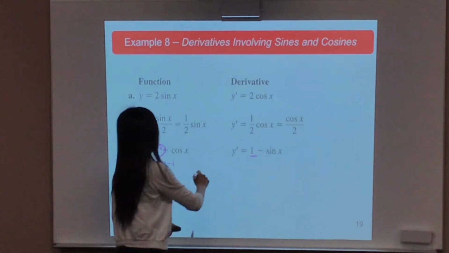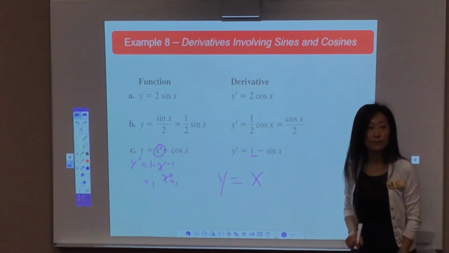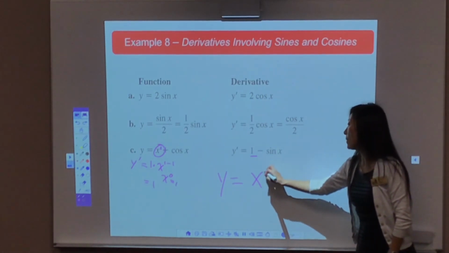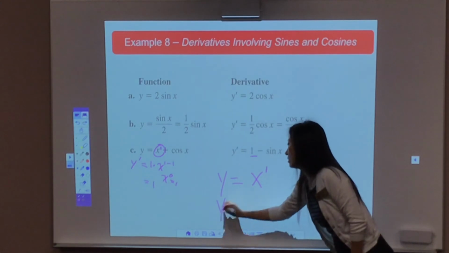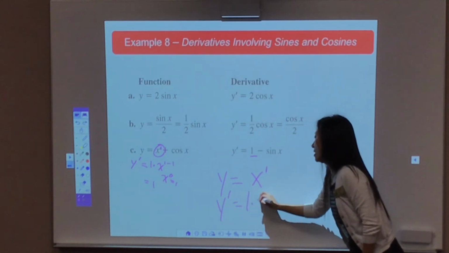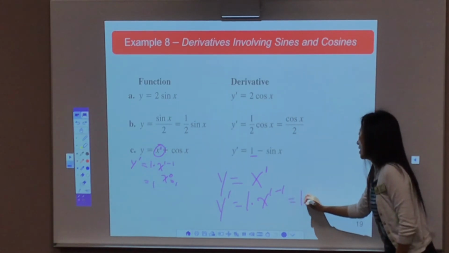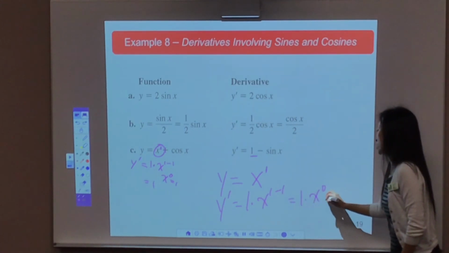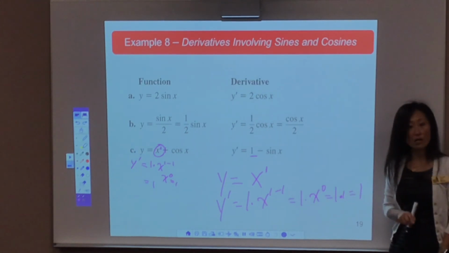Okay, class, I want you to make sure that you understand this. If I give you this, remember you have 1 power. So if you take the derivative of that, what do you get? 1 times x to the 1 minus 1, which is 1 times x to the 0, which is 1 times 1, which is just 1.